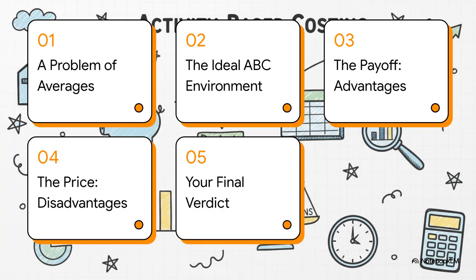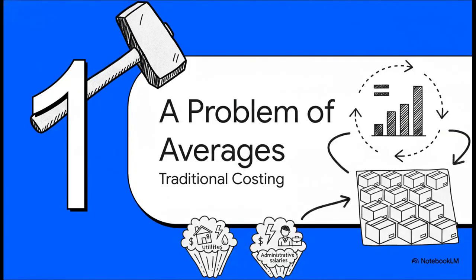All right, here's the game plan. First, we'll look at the hidden problems with old school accounting. Then, we'll figure out the perfect conditions where a tool like ABC can really shine. After that, we'll weigh the amazing benefits against some pretty serious drawbacks. And we'll wrap it all up with a simple checklist to help you make that final call. So, what's so broken about the way we've always done things?